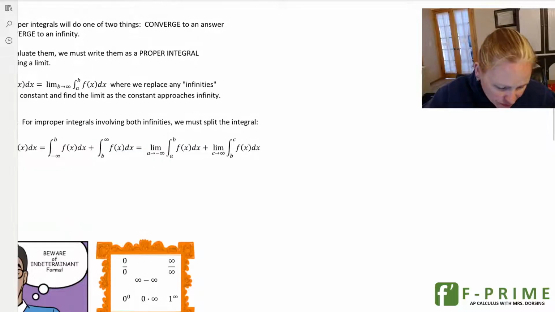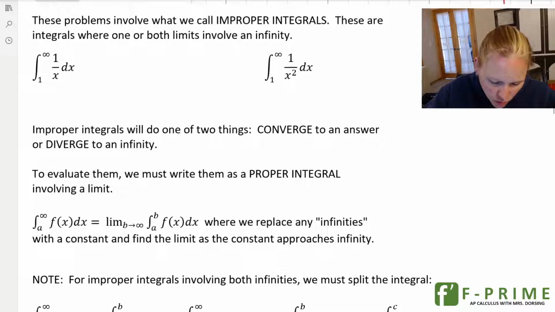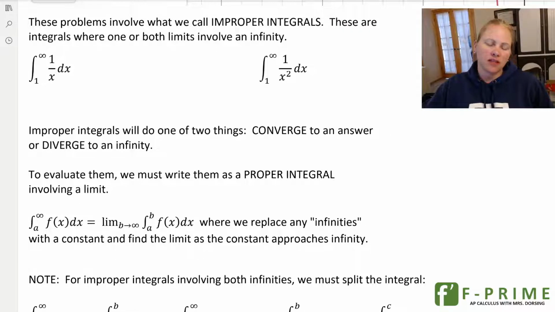So let's take a look. How do we deal with this? Well, when we're evaluating an integral, when we're dealing with an infinite space, if one of our limits is infinity, then we call it an improper integral. You can't have a limit of infinity. And the way that we deal with these, they're either going to, like I said, converge to an answer. In other words, the rectangles add up to something. Or they're going to diverge and there's going to be an infinite area underneath. That could happen too. To evaluate them, we have to turn them into a proper integral. And the way that we do that is we express it as a limit.